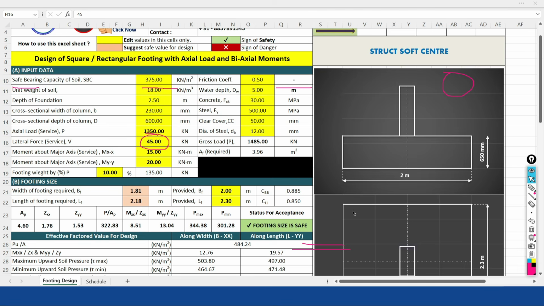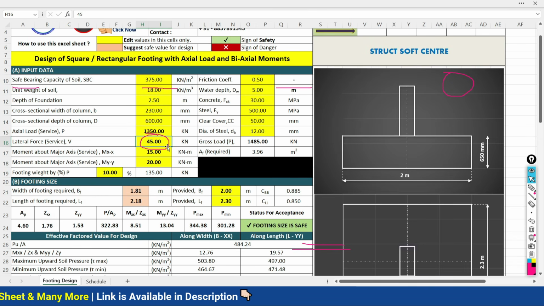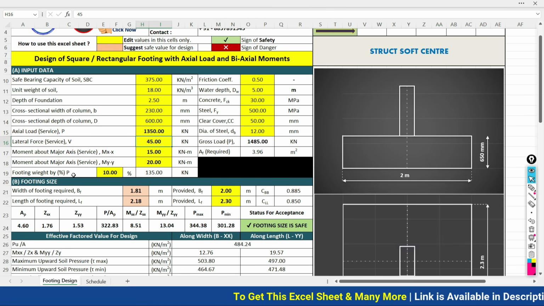But in our problem statement we have to do the stability checks as well, for the uplift, for the sliding, and for the overturning. That's why I need to define it here as 45 kilonewton. Hope that you all understood these things. And you know, at the initial stage we have to consider the self weight of the foundation. So normally we are considering it as 10%.